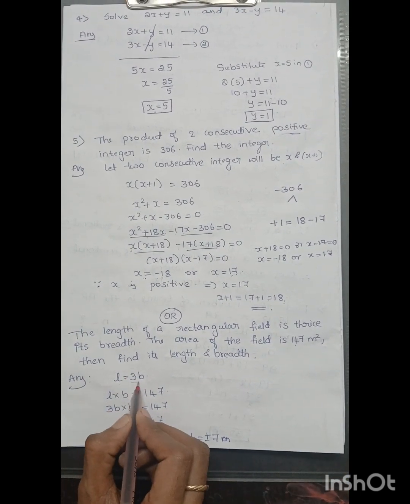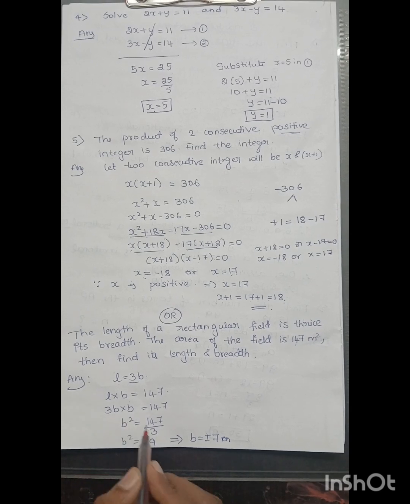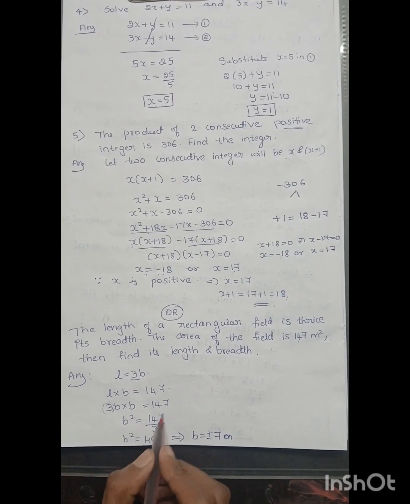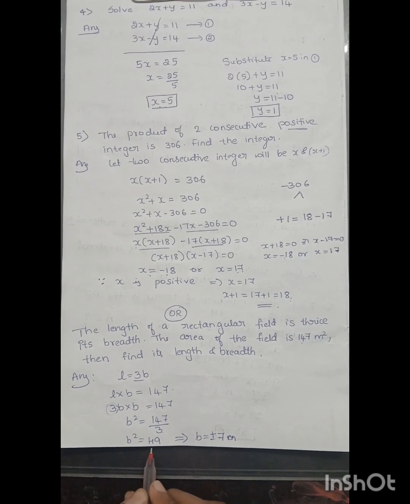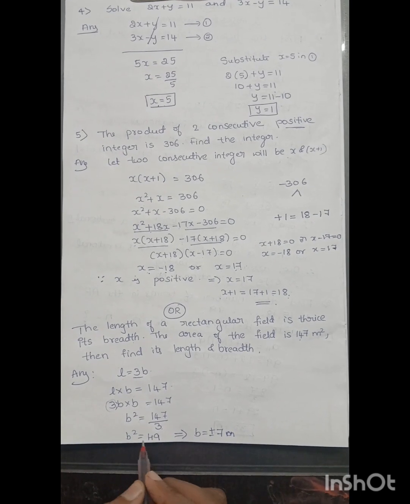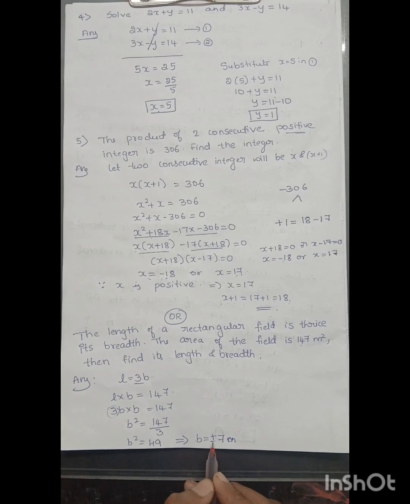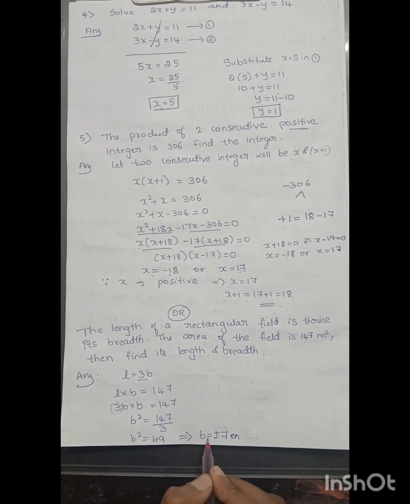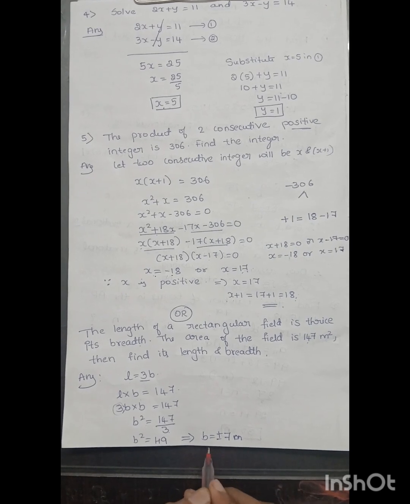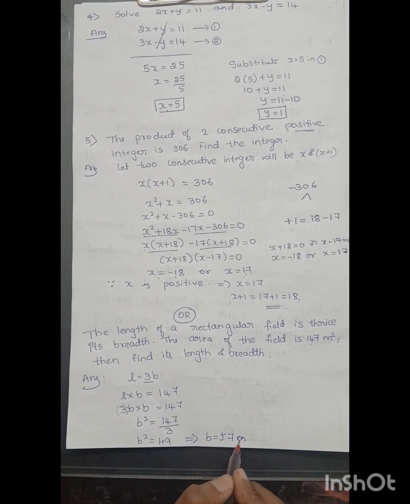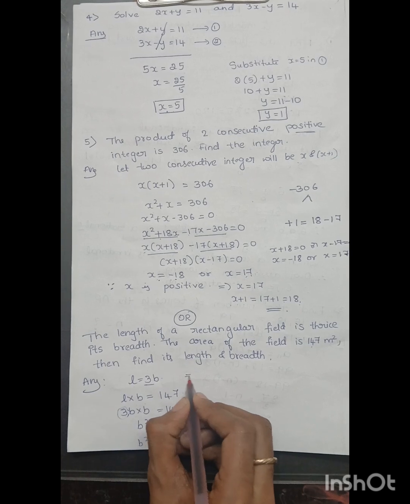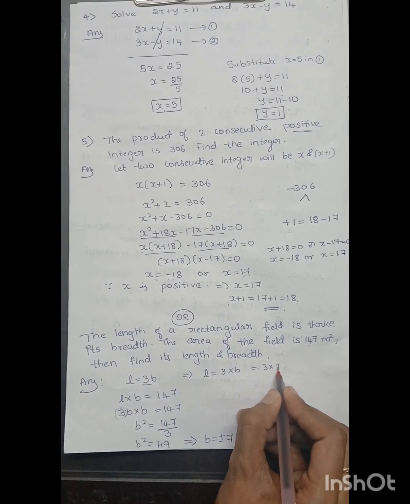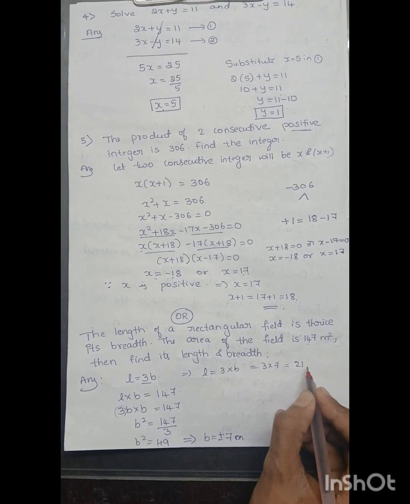In the place of L, I can write 3B. 3B into B equal to 147. 3 into B square. 3 is multiplied, comes to this side, becomes division. So B square is equal to 49. On taking square root on both sides, we will get B equal to plus or minus 7. Breadth is also a line segment length, so it can never be negative. So B value is plus 7. B is plus 7 means L is equal to 3 into B, that is 3 into 7, that is equal to 21 meter.